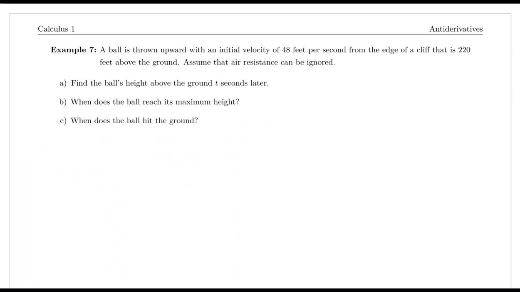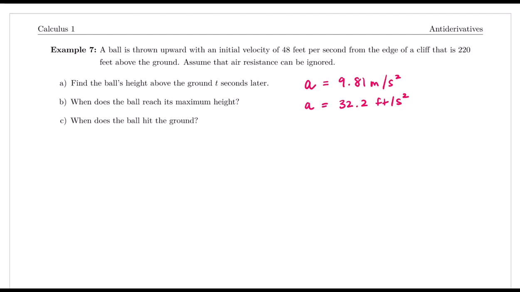Example 7 says, a ball is thrown upward with an initial velocity of 48 feet per second from the edge of a cliff that is 220 feet above the ground. Assume that air resistance can be ignored. Part A says find the ball's height above the ground t seconds later.